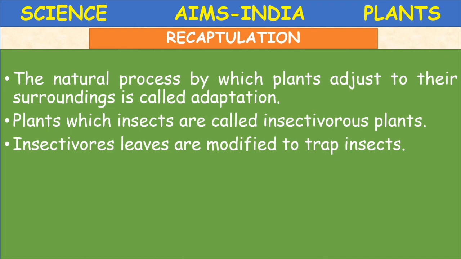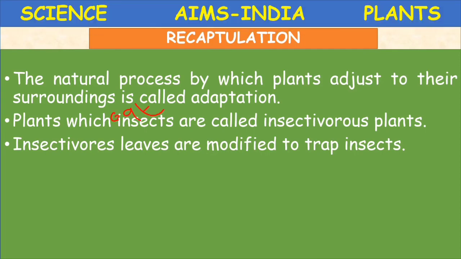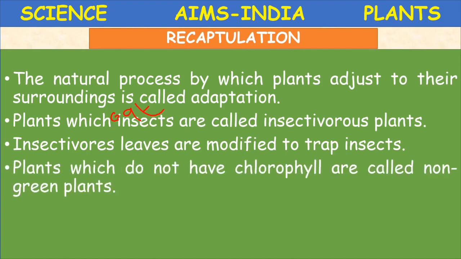Okay? Plants which catch insects and trap insects are called insectivorous plants. Okay children? Plants which eat insects also we can say insectivorous plants. Insectivores' leaves are modified to trap insects. So as we said, they have a special type of leaves to catch the insects.